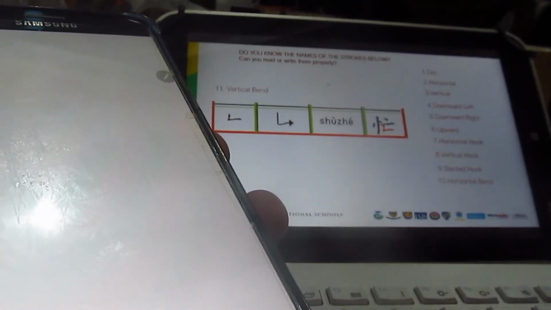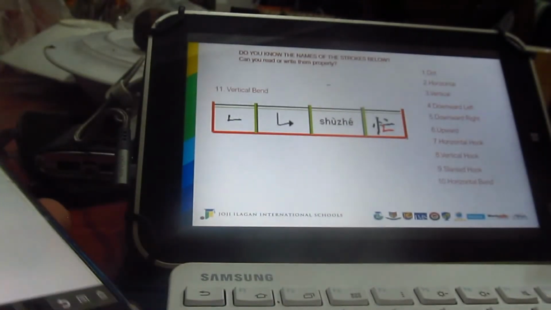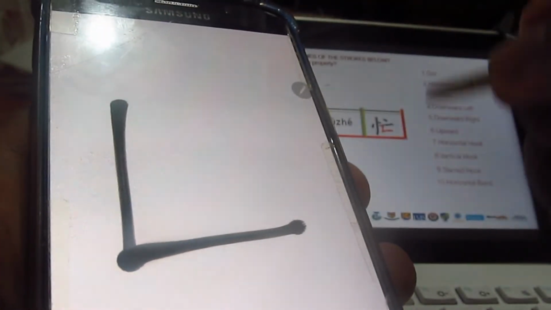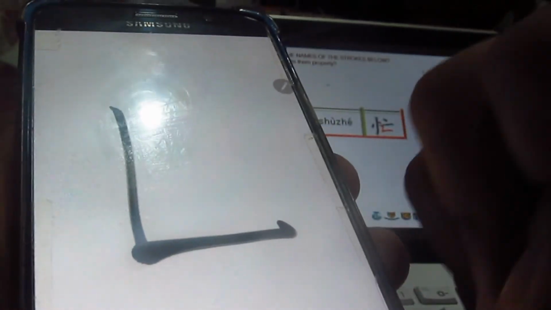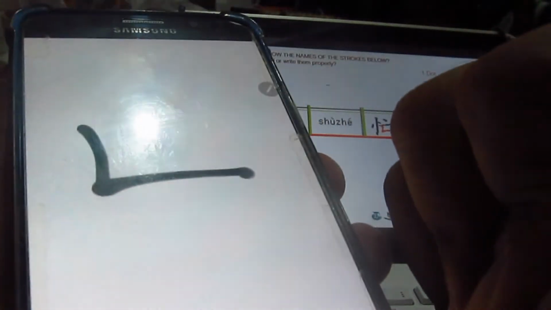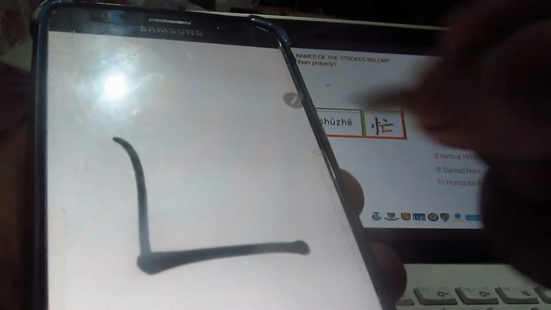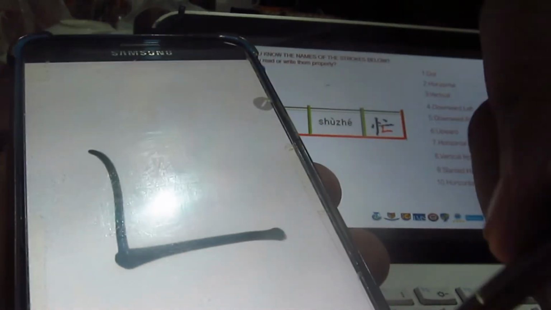Okay, let's do the last one, the vertical bend, or the shuzhe. So it's just like you write a vertical stroke, then a horizontal stroke. Vertical, horizontal. Just like you're writing the letter L. Shuzhe. Just like writing the letter L.